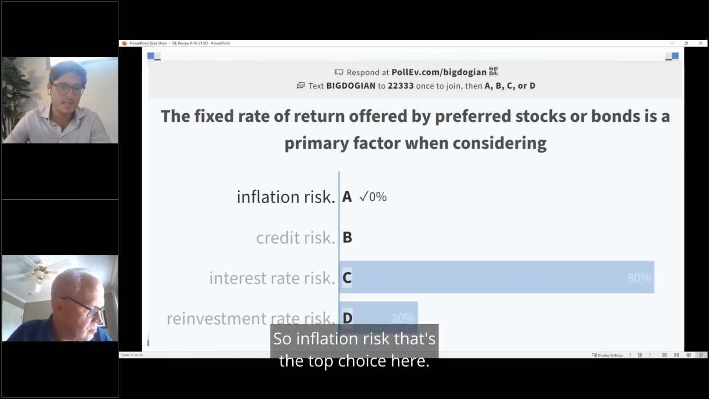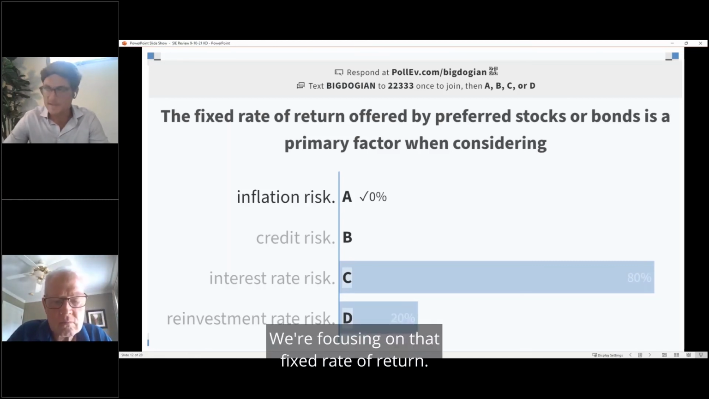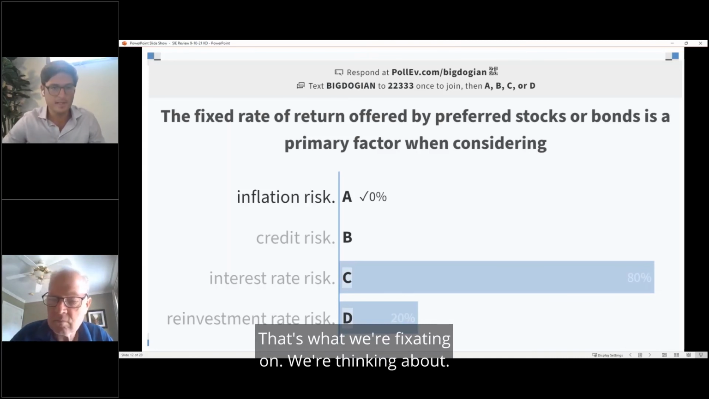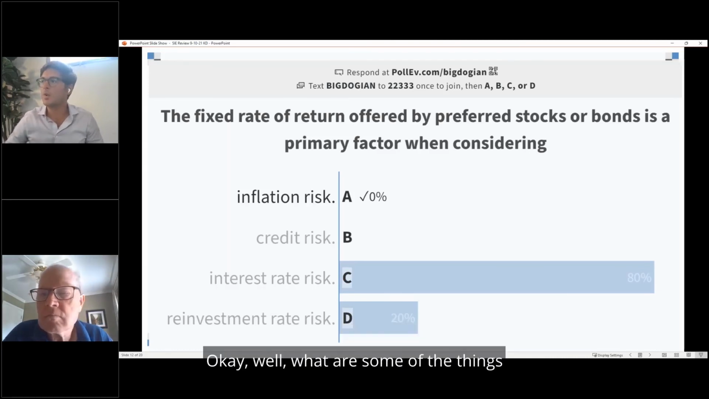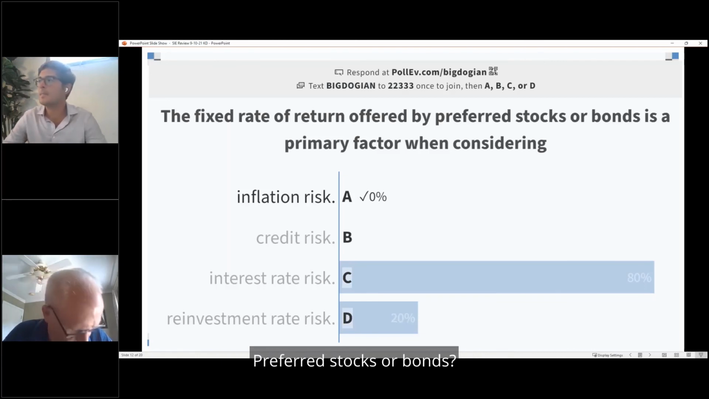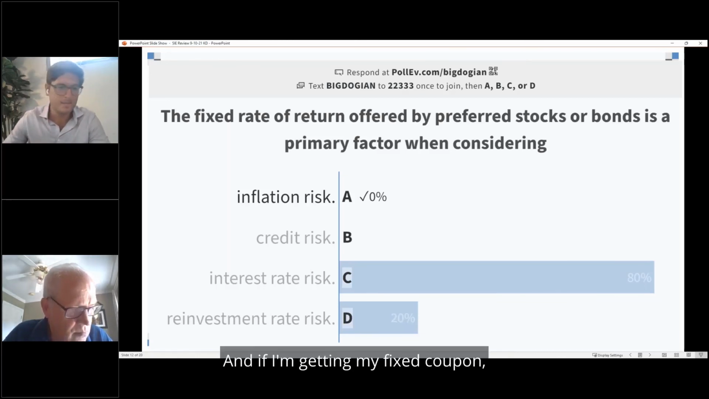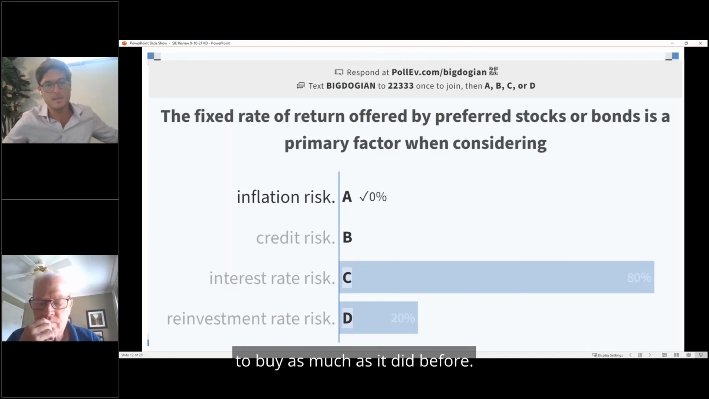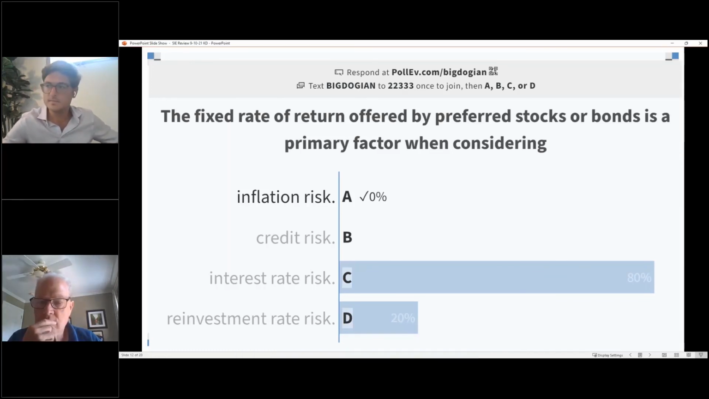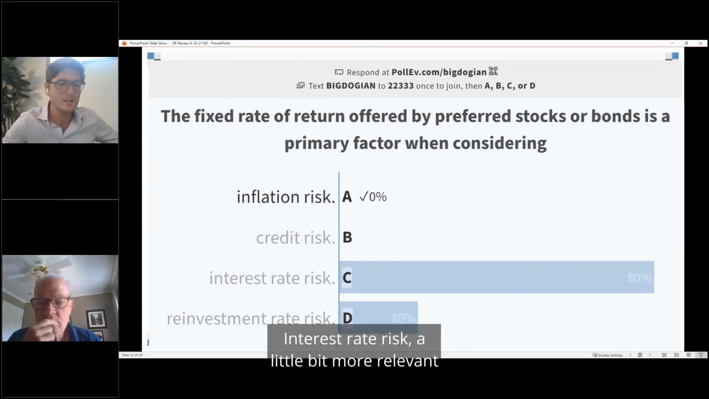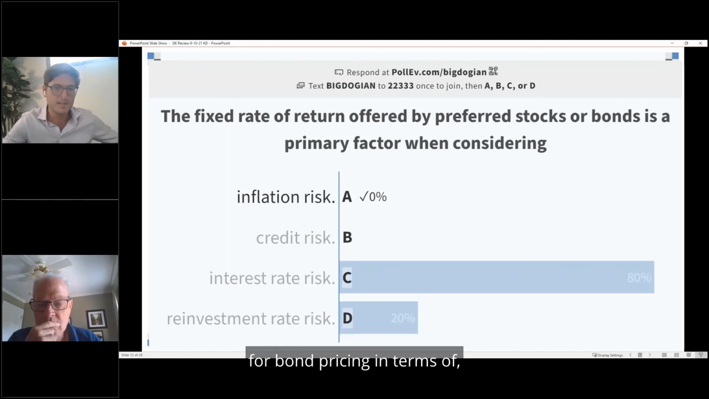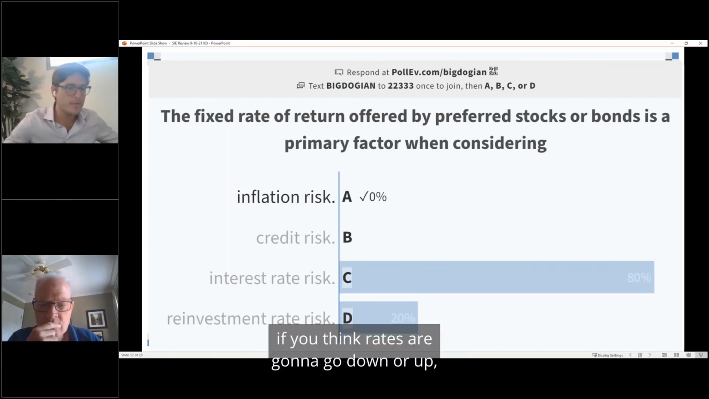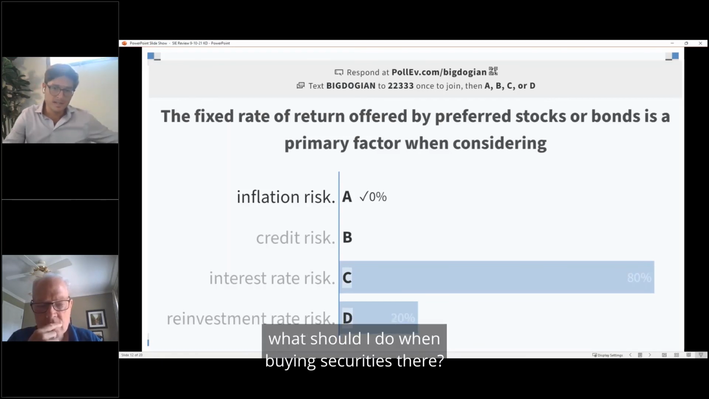So inflation risk, that's the top choice here. We're focusing on that fixed rate of return. That's what we're fixating on. We're thinking about, okay, what are some of the things that pay a fixed rate of return? Preferred stocks or bonds. And if I'm getting my fixed coupon, the risk here is that inflation might be going up. My money's not going to be able to buy as much as it did before. Interest rate risk is a little bit more relevant for bond pricing in terms of if you think rates are going to go down or up, what should I do when buying securities there?